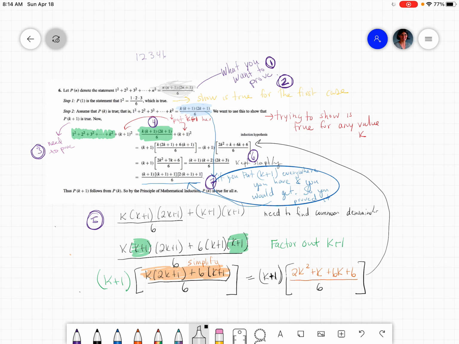So when you put 1 in here, you get 1 times 2 times 3 divided by 6, right? That's what this part right here is saying. And that should be 1 squared, and that's true. So we showed it was true for the first case.